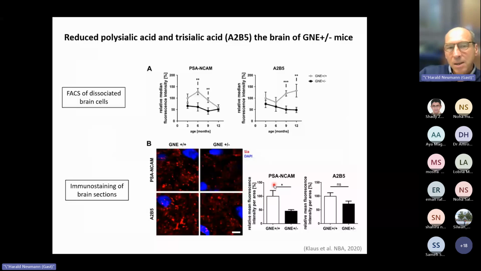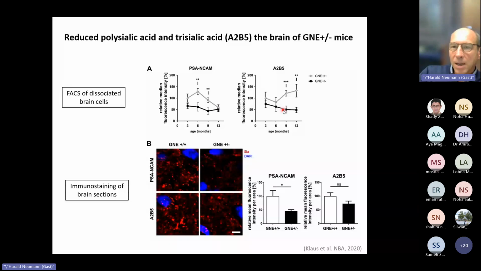So we mimic this in a mouse model, and we first confirmed, yes, the mice have less sialic acid. We stain polysialic acid with an antibody. Here in gray, you see the intact situation. You see it's going up. And even in an intact mouse, the polysialic acid is going down as the mouse is aging. In the heterozygous mice, which have this reduced sialic acid, it stays reduced all over the time. Apparently, we have some compensation if it's going up in the wild type.